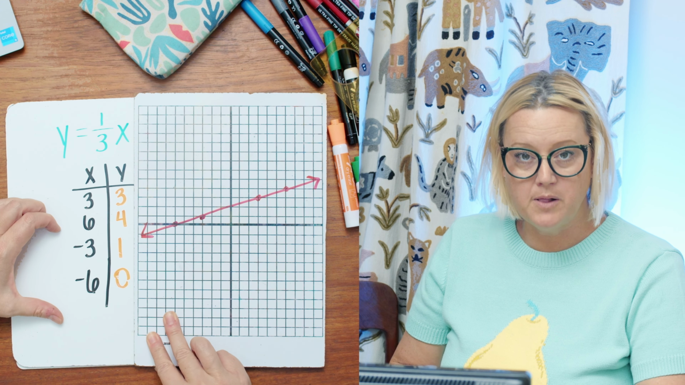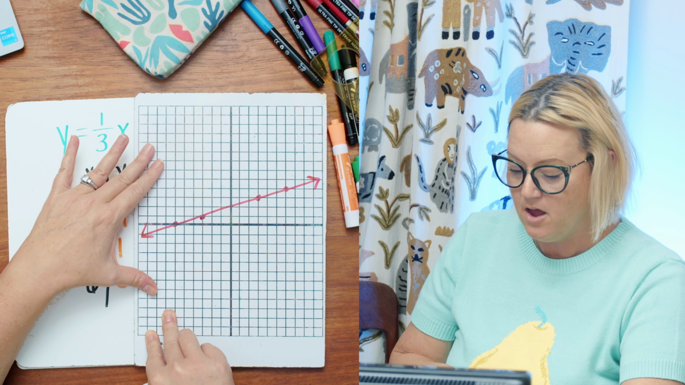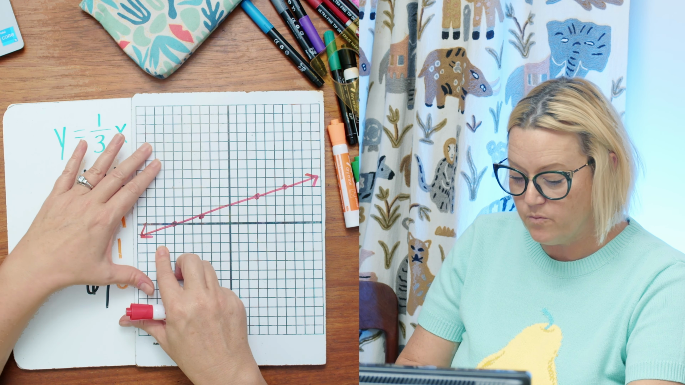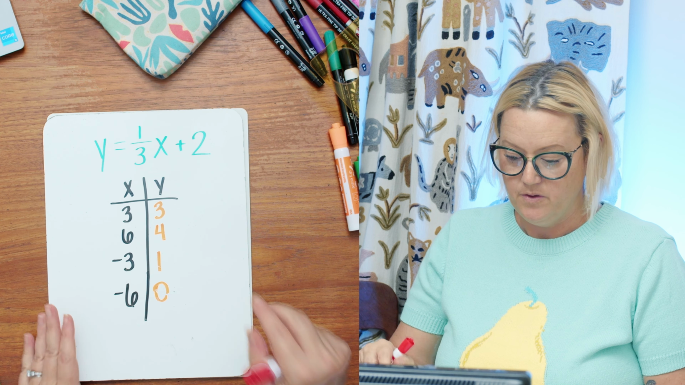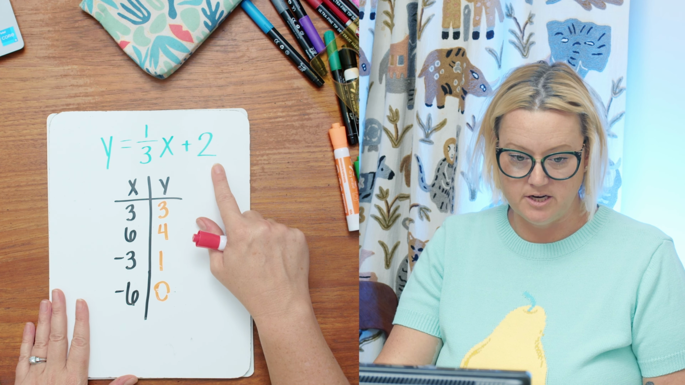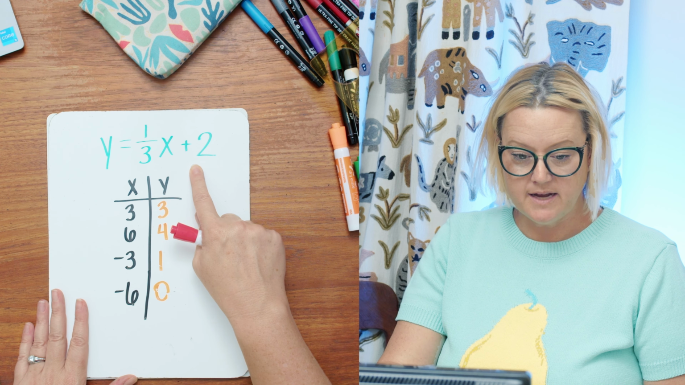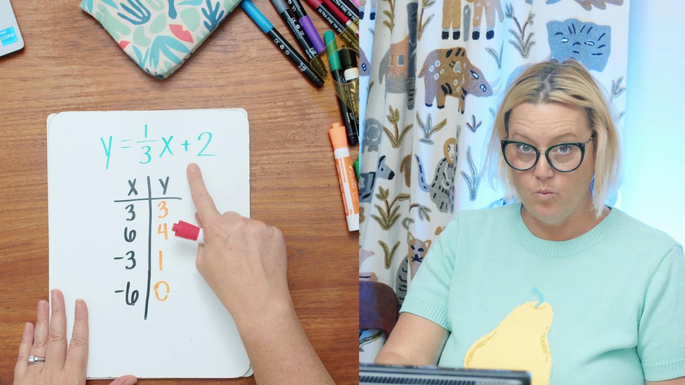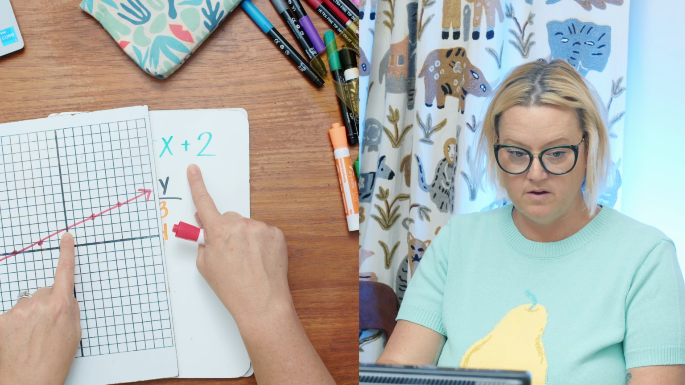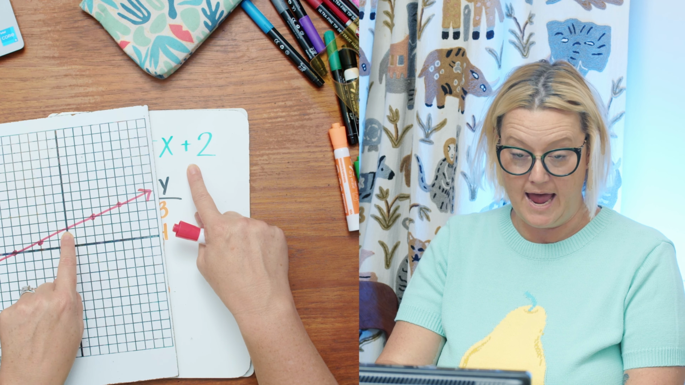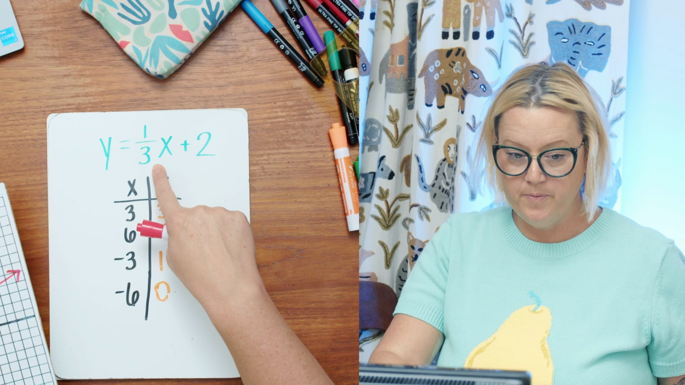So we can always plot points, and we can always graph the line that way. Now the other way that we can do this is when you look at this equation, it's called a linear equation because it's just a straight line. We've got this plus 2, so it's going to be a y-intercept of +2, which is where the line crosses the y-axis. That's at +2. And then the slope is 1/3.